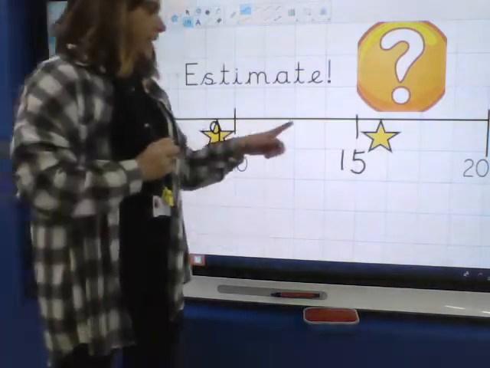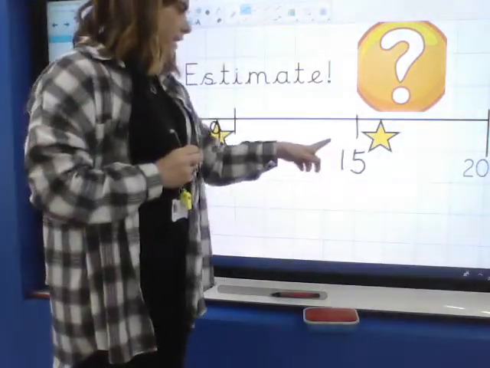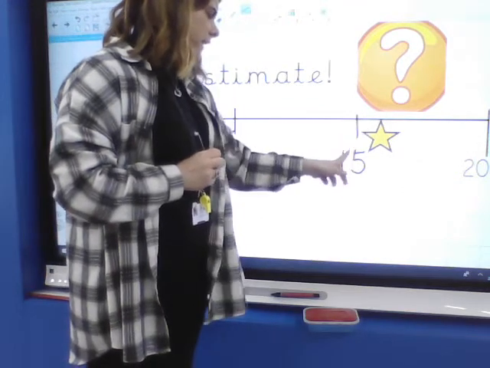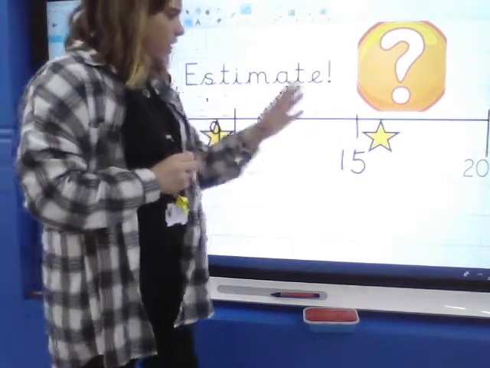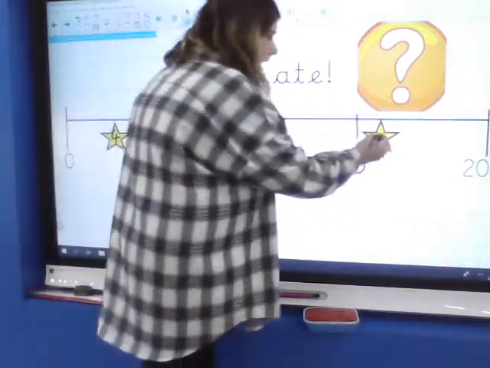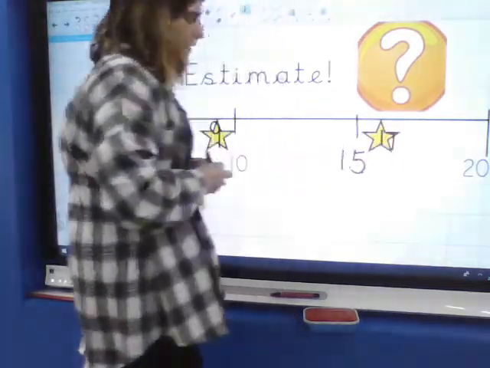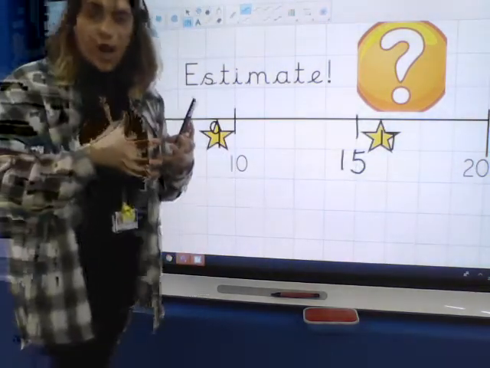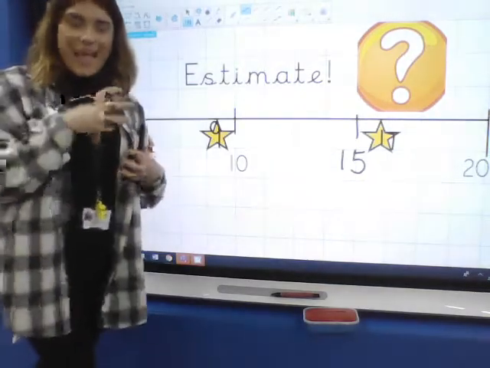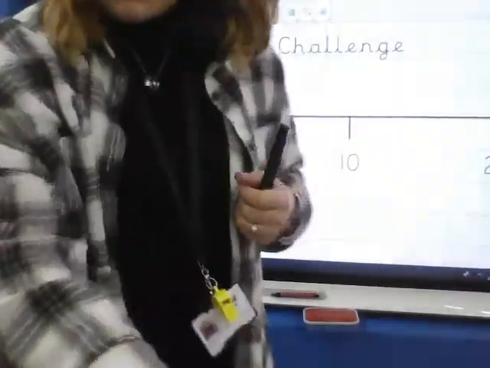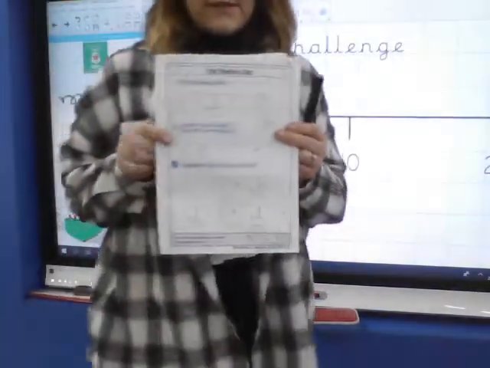Okay, let's look over here. Now this number is after 15, but I think it's not quite next to 15. I think this number might be about 17. Okay, so estimating is using what you already know and making a good guess. So that should help you then with today's activity.